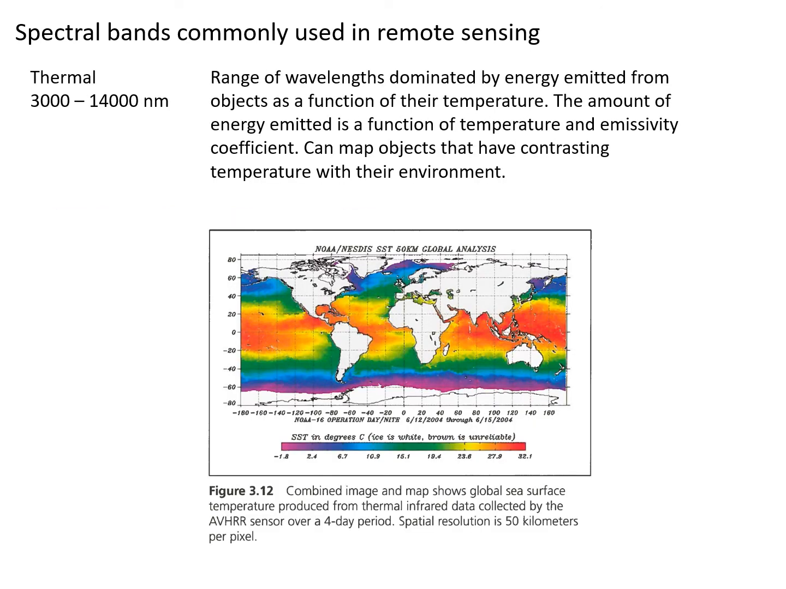And then thermal. So thermal remote sensing collects energy that has been emitted by objects as a function of their temperature. And so it is also a function of an emissivity coefficient, which we'll deal with in thermal remote sensing. And so you can map objects that have contrasting temperature with their environment.